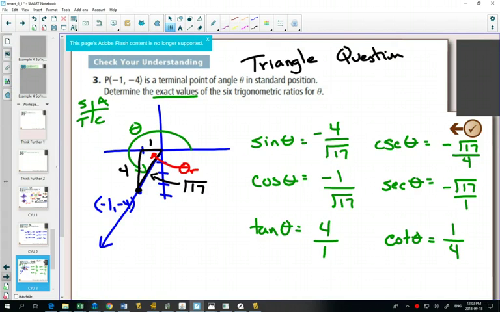How do you recognize if something is a triangle question? They ask you to find something about sine, cos, tangent, secant, cotangent, cosecant. I think I listed them all. And they give you information which can draw a picture. In this case, the negative 1, negative 4, I can draw a triangle, always back to my x-axis so that I can label my reference angle.